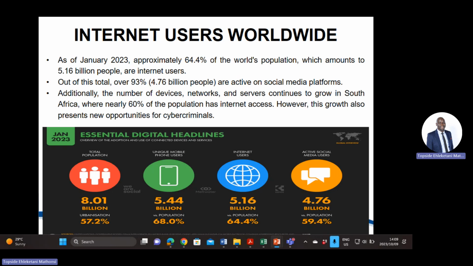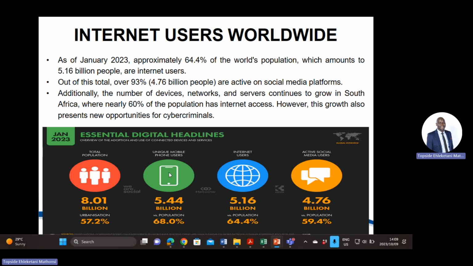This is the diagram we were referring to in the bullet points we mentioned. The total population at the moment is about 8.01 billion. Urbanization is 57.2%. In terms of mobile users, we have 5.44 billion people, which versus our population is 68.0%.